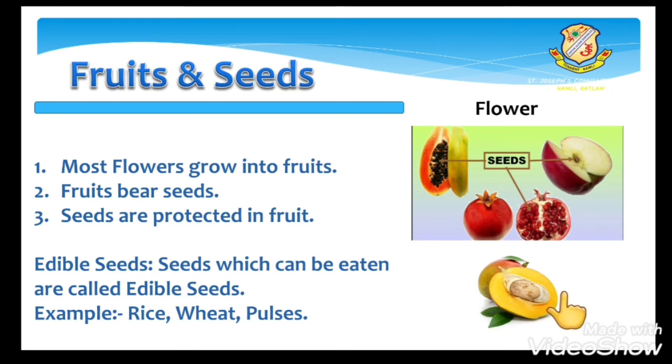You can see the diagram or the image of the mango in which this is the cover part of the fruit and the seed is being protected inside it. Edible seeds. Now this is the word edible. Edible means simply which can be eaten. So seeds which can be eaten are called edible seeds. Some examples of edible seeds are rice, wheat and pulses. We eat rice, wheat and pulses in our regular life, and these are examples of edible seeds.